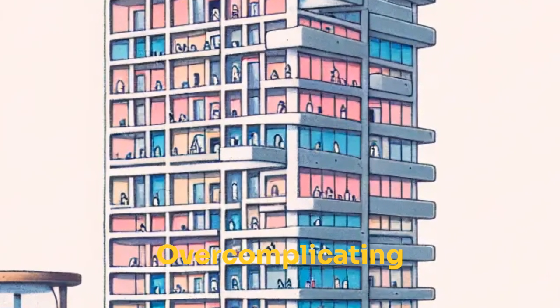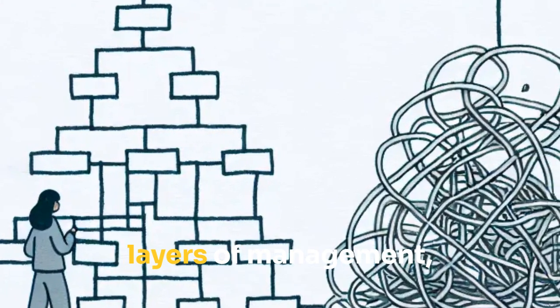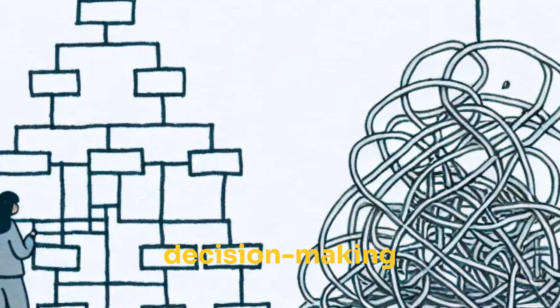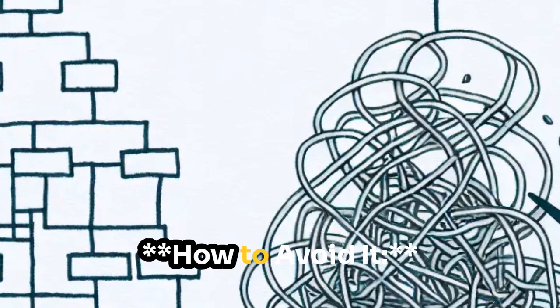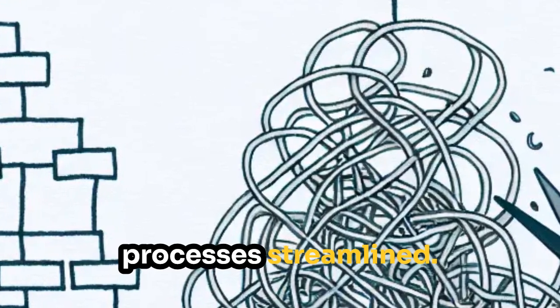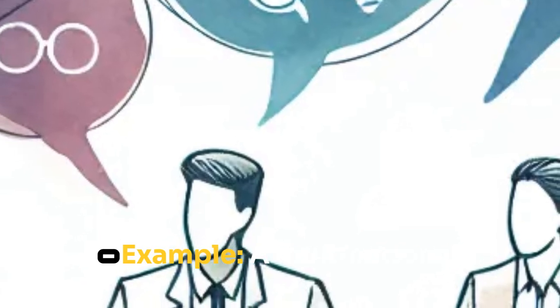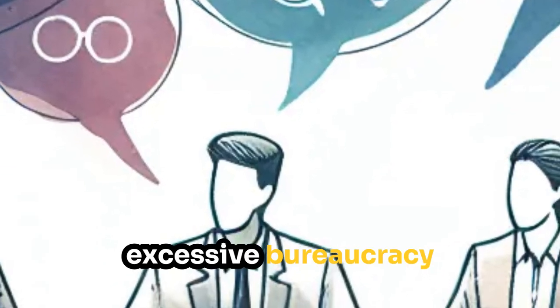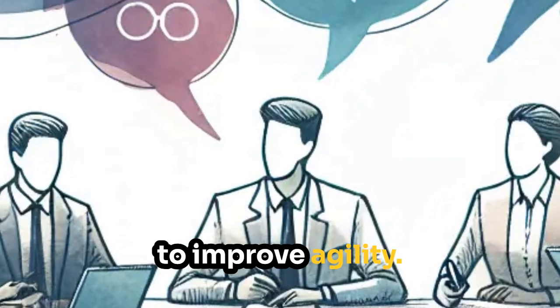Mistake number 2: overcomplicating the structure. Organizations sometimes create overly complex structures with too many layers of management, leading to slow decision-making and inefficiency. How to avoid it. Keep hierarchies simple and decision-making processes streamlined. Encourage cross-functional collaboration to reduce silos. Example: a multinational company with excessive bureaucracy may benefit from flattening its structure to improve agility.